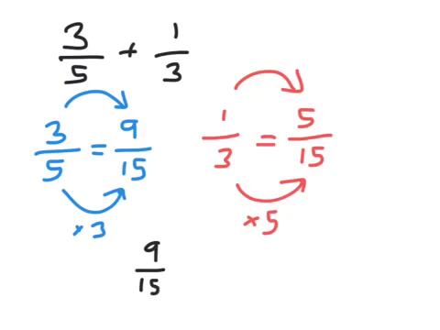So that gives me 9/15, and I'm going to add to 9/15 5/15, which puts us back in the position we were with the first type of adding fractions, where the denominator is the same. So I do 9, add 5, equals 14/15, or 14 out of 15.